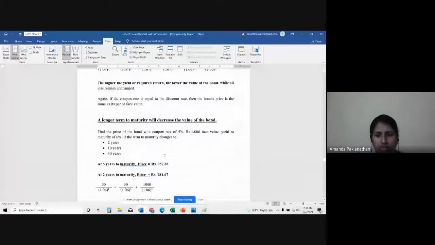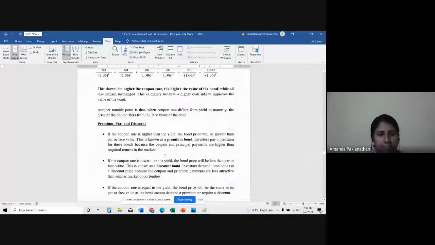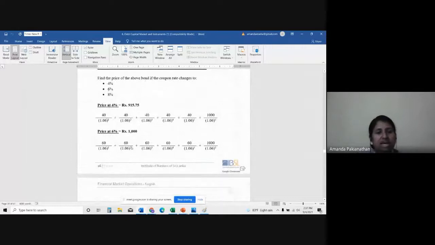So in the note, I would have given you detailed calculations. What I want you to do is, when you go through this, attempt each of these as a separate practice question for your bond valuation. Now here I have given it as an example, but do it on your own and familiarize yourself with the calculation.